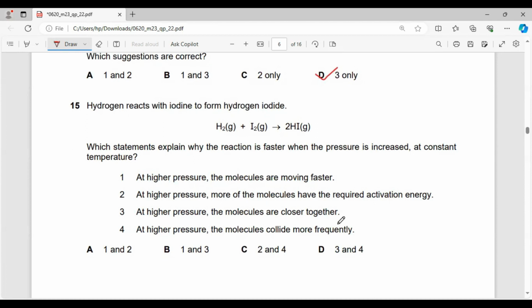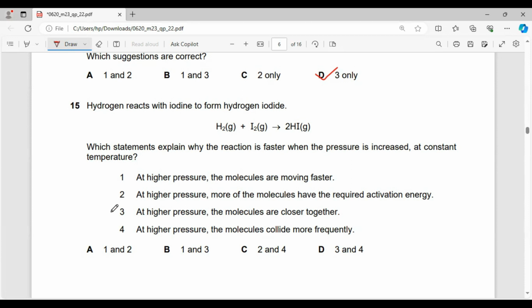Hydrogen reacts with iodine to form hydrogen iodide. Which statement explains why the reaction is faster when the pressure is increased at constant temperature? At higher pressure, the molecules are moving faster. At higher pressure, more of the molecules have the required activation energy. At higher pressure, the molecules are closer together, which is true.